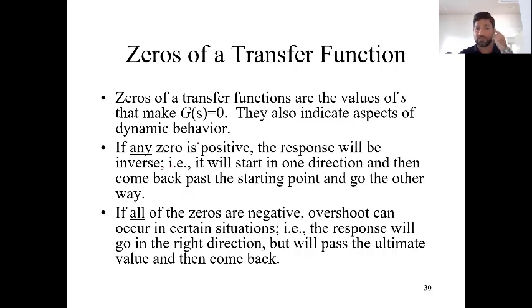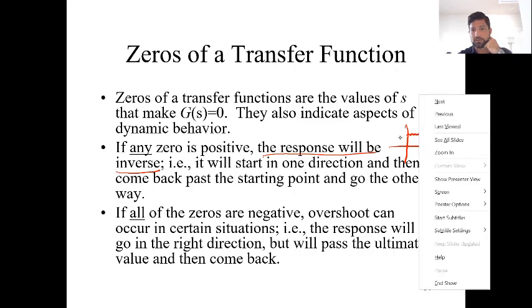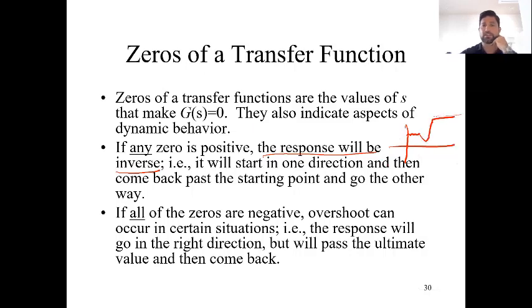But what you can get, if you do have zeros, you can get some information. If any zero is positive, then the response will be inverse. What this means is that if we make a change to the process, starting right here, and we know the steady state change will eventually be an increase in temperature, but the transfer function has a zero, it'll have an inverse response. It'll initially decrease, and then it'll increase. Right?